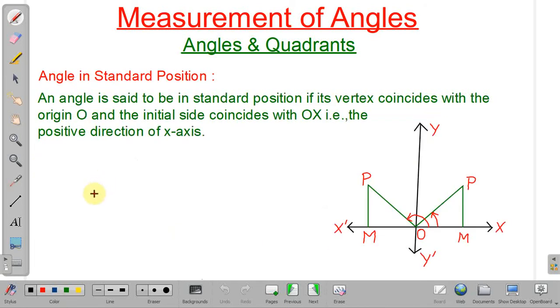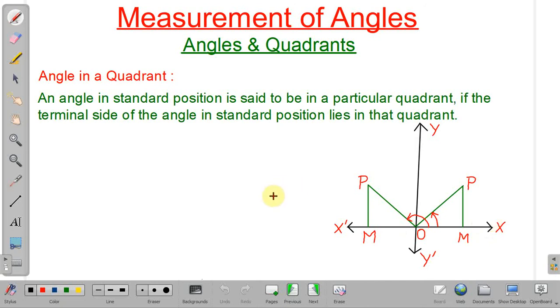Now, what is an angle in standard position? If an angle is measured such that its vertex coincides with the origin, the point where the axes intersect, and the initial side coincides with the positive direction of the x-axis, that is OX, then it is said to be an angle in standard position. This means the initial side should be on the positive x-axis.